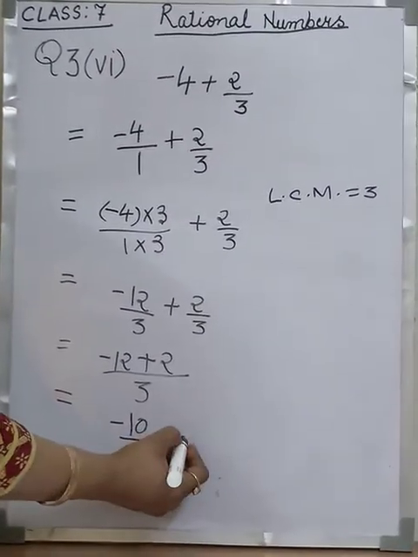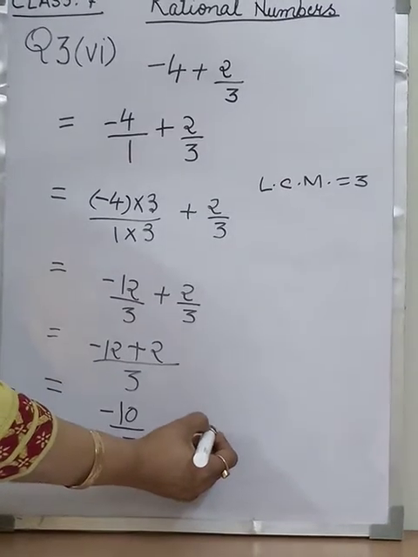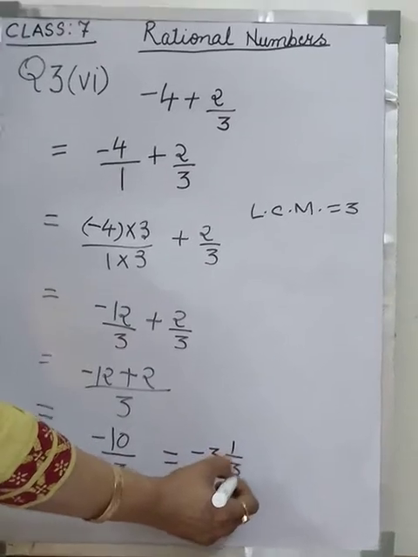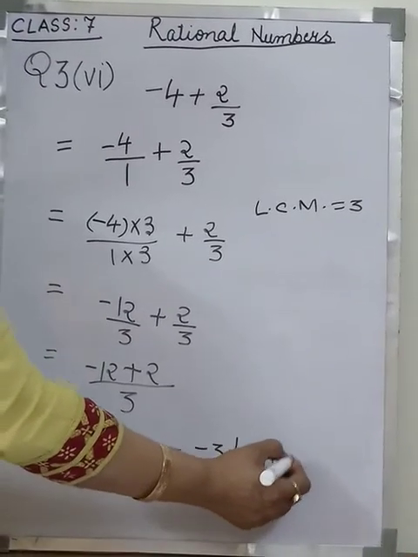Again it is an improper fraction. We convert into a mixed fraction. 3 3s is 9. So what we'll get? 3 whole 1 by 3. Okay, children.